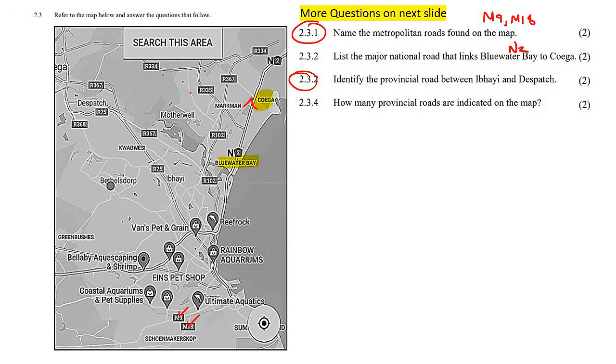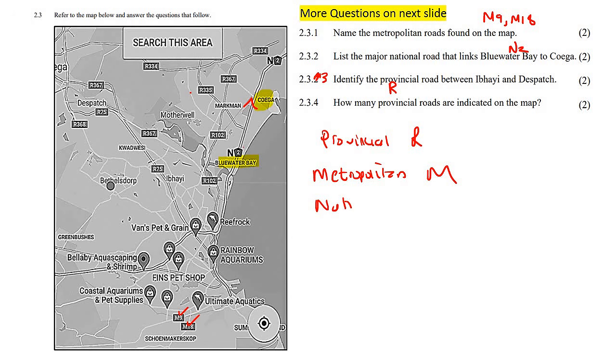Then this question is 2.3.3. Identify the provincial. Remember, provincial is with an R, metropolitan is with an M, and national is with an N. So it says, identify the provincial road between Abai and Dispatch.